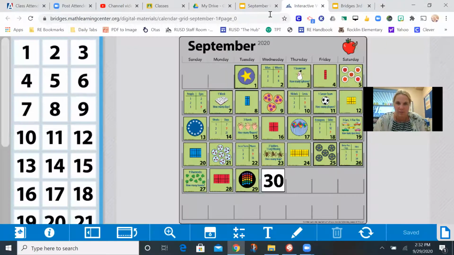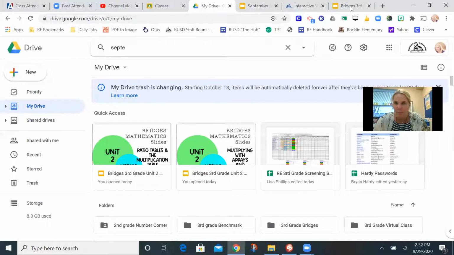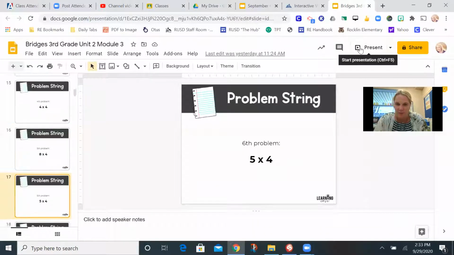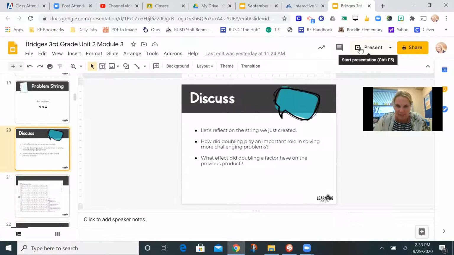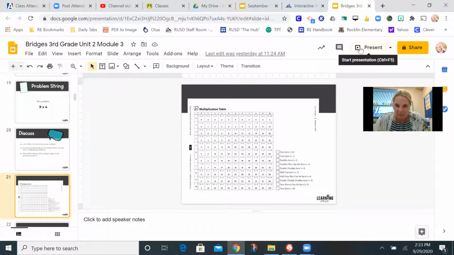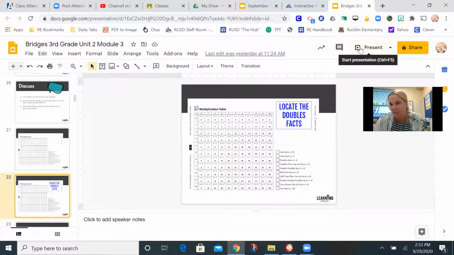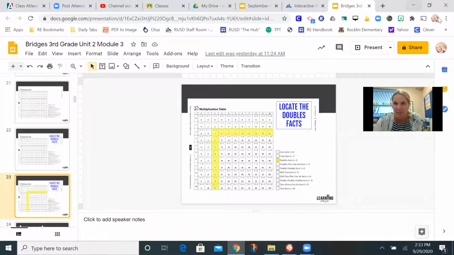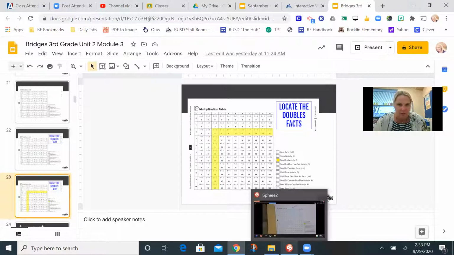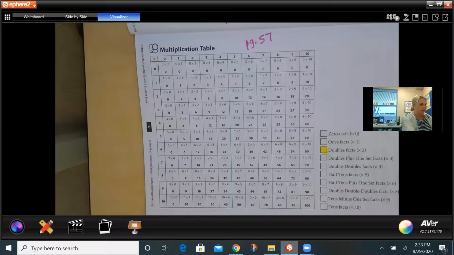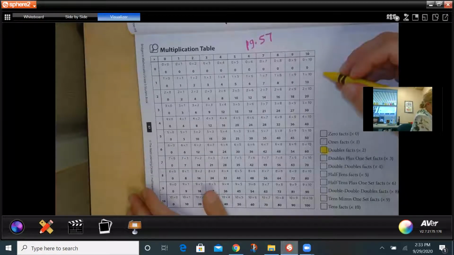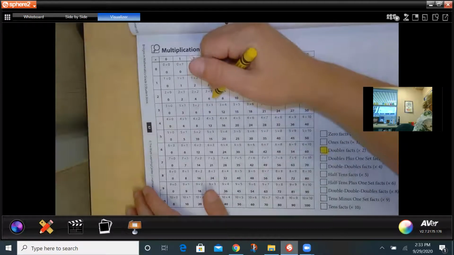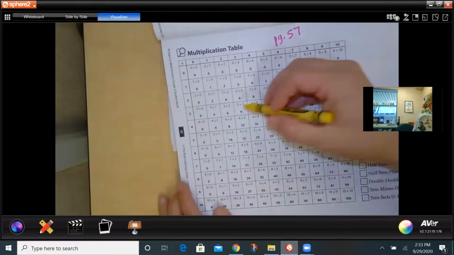I can show you on here too, my friends. Whoops, we didn't do number corner. That's okay. Here we go. All right, it says doubling. We're going to double each number. There it is. Locate the doubles facts. So what we have to do first is find all the doubles. That's a number times itself. Let's color all of those yellow. Okay, yellow. Here we go. All right. I see a doubles fact. All the by twos.